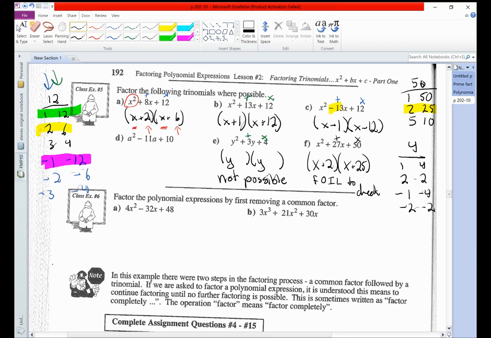Sometimes they're going to give you a trinomial where you have a constant in front of the x squared term. If that's the case, you cannot factor by inspection. So what you need to do is check for a common factor. Can you remove that 4?